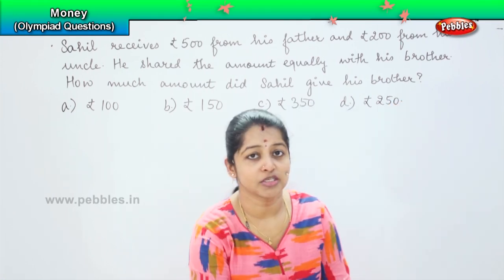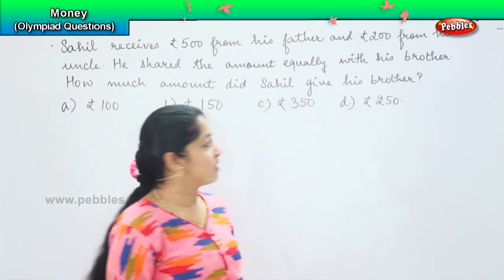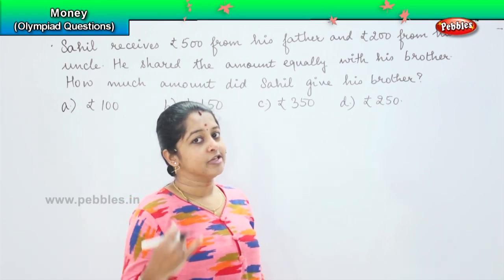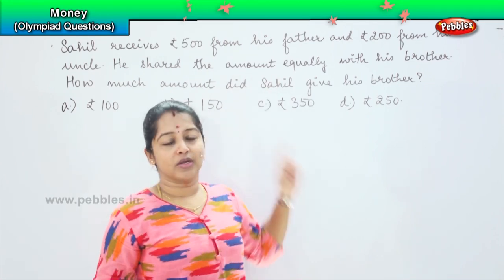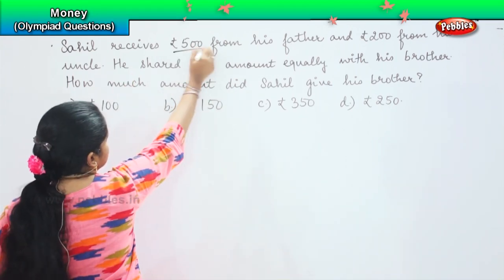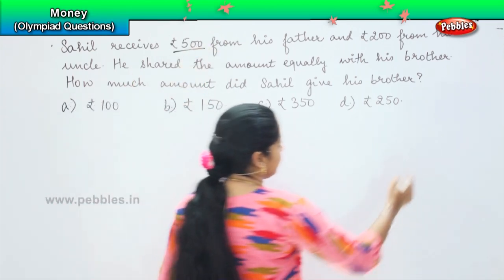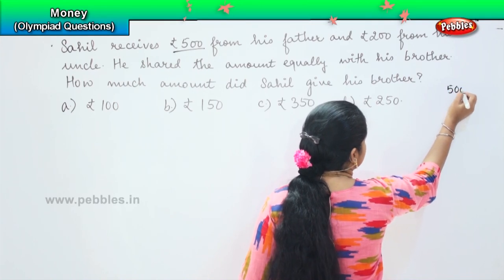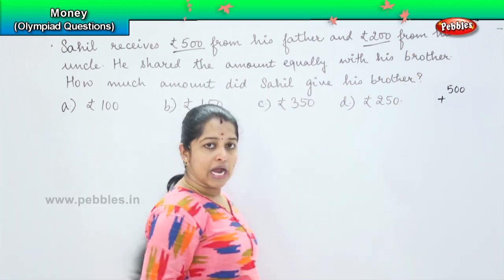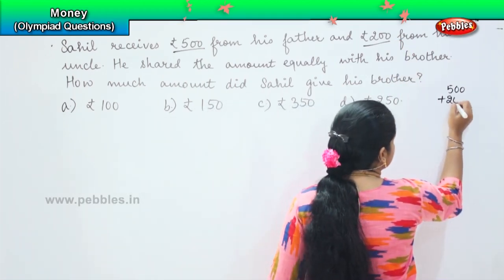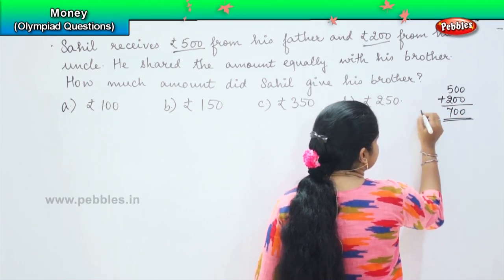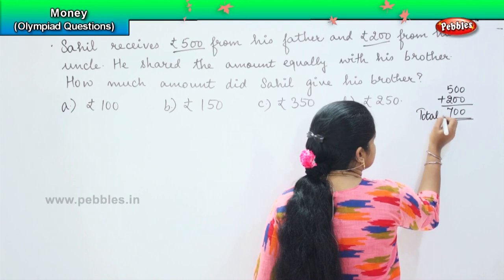Okay? So understood the question? It's a little tricky question but easy one, right? So here we will be performing two operations. The first one is we have to find the total, which means we will do the addition part. So what is the amount which he receives from his father? 500. Okay? So he receives 500 from his father and then he receives 200 from his uncle, right? So we will be adding 500 plus 200, which will give me 700 as the total.